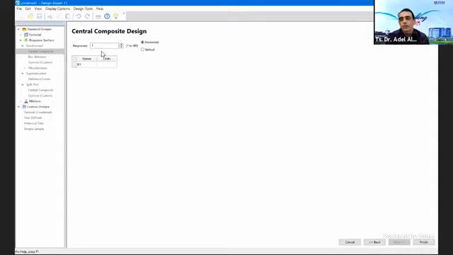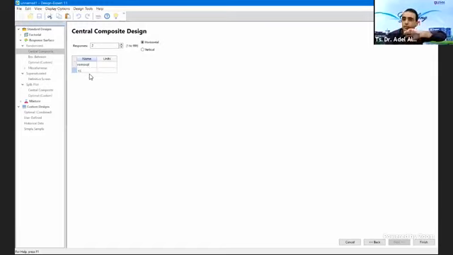How many responses? What do we mean by response? For example, I am asking about the effect of time and concentration on what? In concrete, for example, on compressive strength, or in wastewater, on the removal. How many responses, how many parameters are you going to study? One, two, four, five, up to you. You can go to just under 1,000, around 999. Let's say, for example, I have two. One is, for example, removal, and one is, for example, compressive strength.